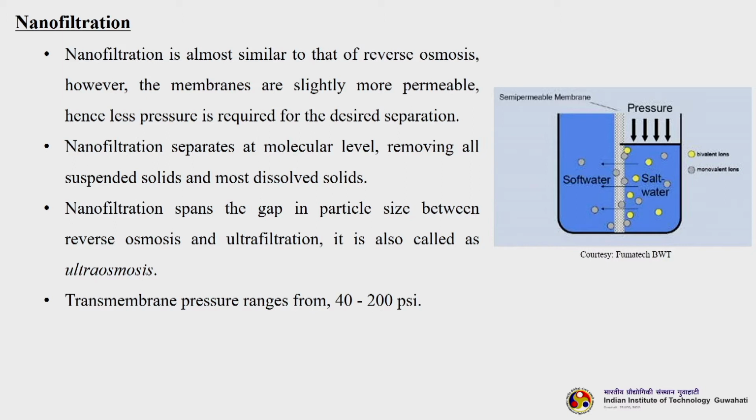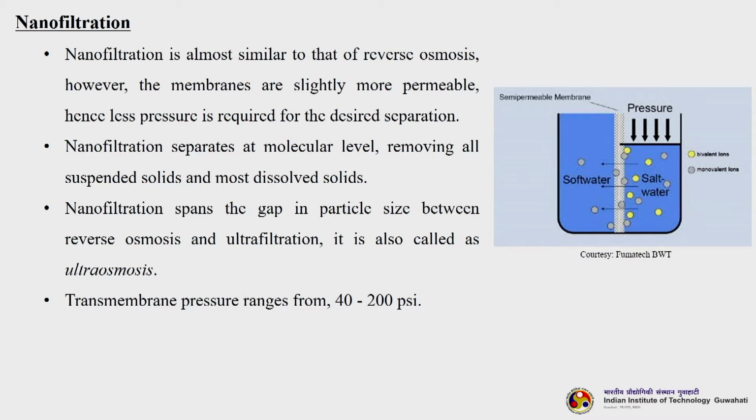However, the membranes are slightly more permeable. Since the nanofiltration membranes are a little more permeable, the pressure required is obviously lower than that of reverse osmosis. Nanofiltration separates at the molecular level, removing all suspended solids and most of the dissolved solids. It spans the gap in particle size between reverse osmosis and ultrafiltration. Basically, it lies somewhere between reverse osmosis and ultrafiltration, and that is why it is also called ultra osmosis. The transmembrane pressure for nanofiltration usually ranges from 40 to 200 psi.